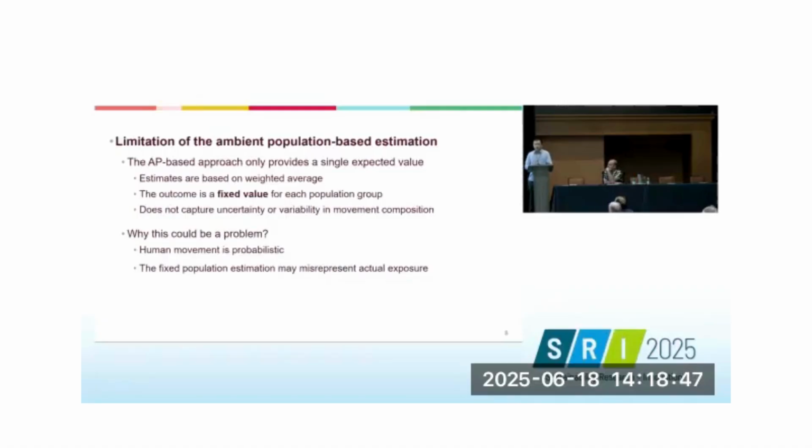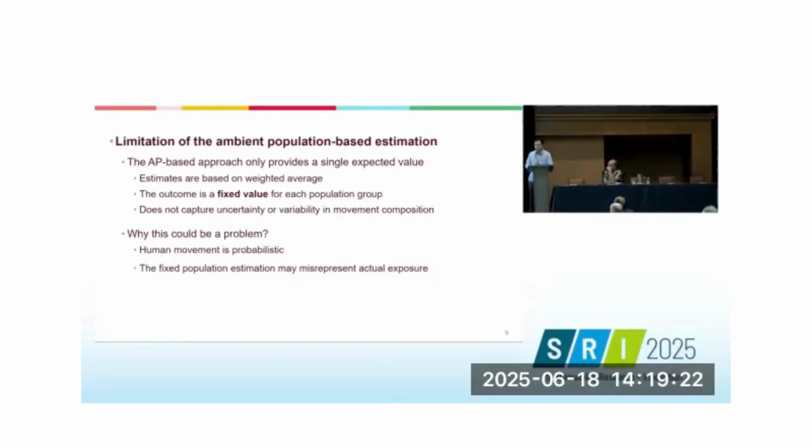This is one of the first papers in criminology that estimates the social composition of the ambient population, but there are still some limitations for this method. The ambient population-based method only provides a single expected value, and the outcome is a fixed value for each risk group, as you can see from the previous example. So it does not capture the uncertainty in movement composition.